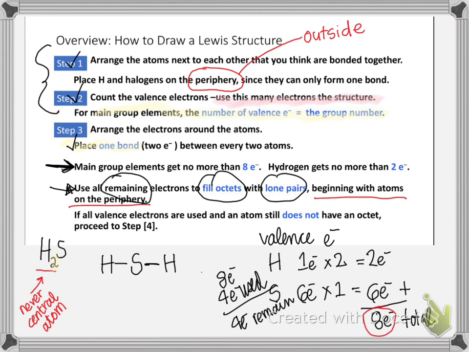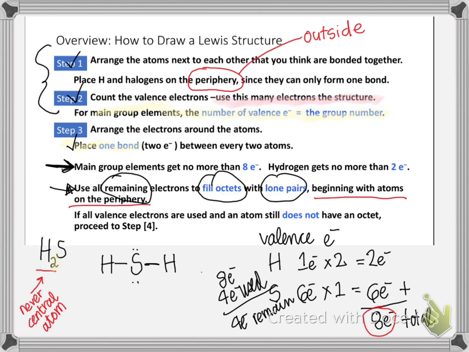And you may want to write things like this down, or you can do it in your mind. So 4 electrons remaining. I would first look at my exterior atoms, the hydrogens, but they're satisfied because hydrogen can only have a single bond. So I'm not going to place any electrons there. And so then with the remaining 4, I put them on sulfur.